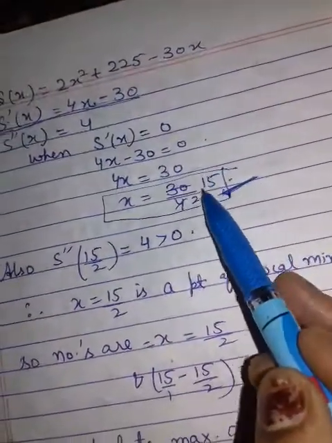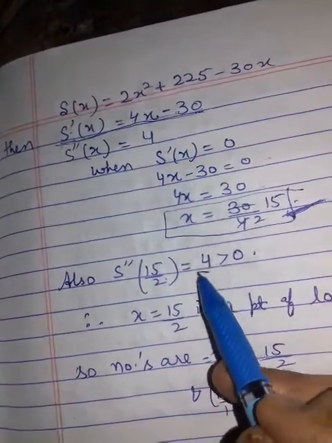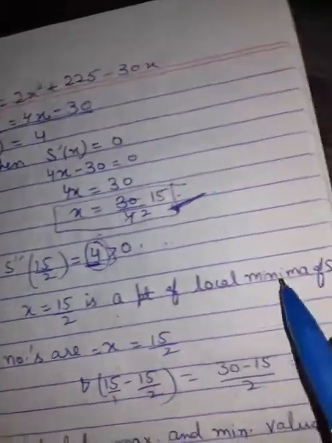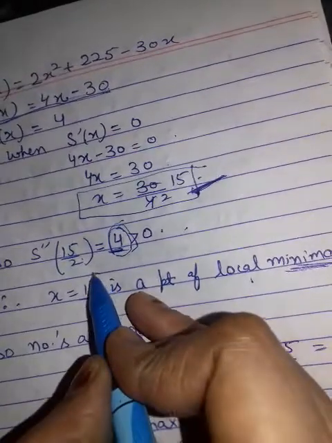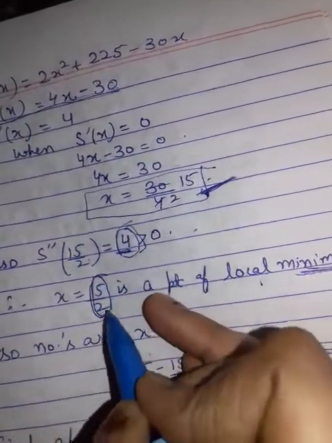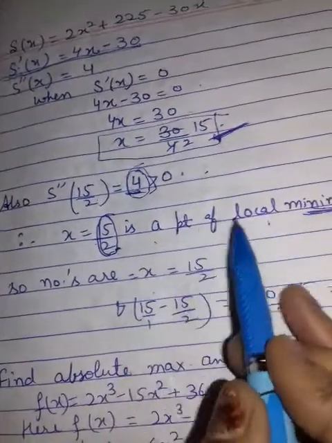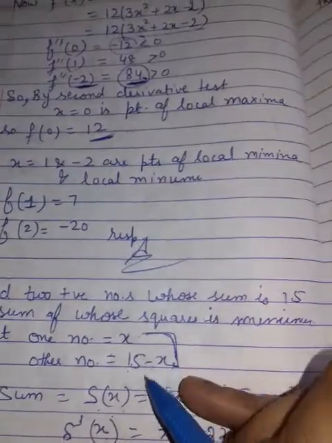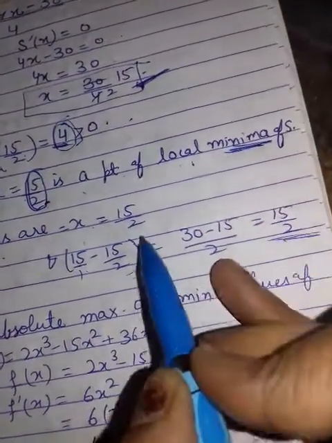So I got this value 15 by 2. I will put it in the second order derivative, but this is a constant, and it is greater than 0. So this is a point of local minima because this is greater. Which point is giving you local minima? This one. So you will put this value in your given function. What is your given function? So x equal to 15 by 2 is a point of local minima. Now your points are what? x and 15 minus x. I will put it here, so both points are equal here.